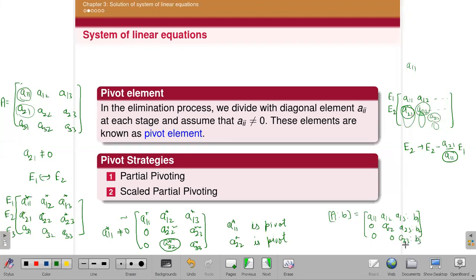But here you can see we are to find X3, we have to divide by A33 here. So again, that will become a pivot element because it should not be 0. Otherwise, you will get no solution in that case, system of linear equation. So these are the pivot elements, that occur in the diagonal but will not be 0. So that will be the pivot element.